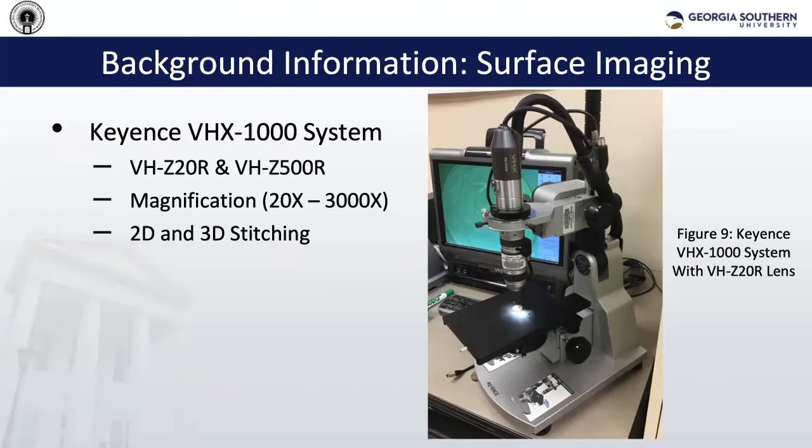Georgia Southern University owns a VHX 1000 microscope with a VHZ20R lens and a VHZ500R lens. This provides a range from 20 times magnification to 3,000 times magnification. It has many surface image capabilities, including 2D and 3D depth scans. The 3D depth scans can provide accurate profiles of the area and show the depth of any surface.